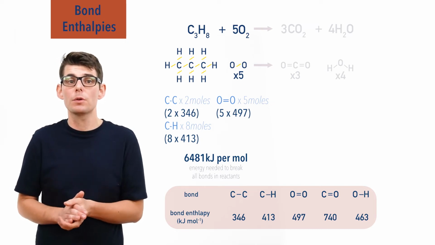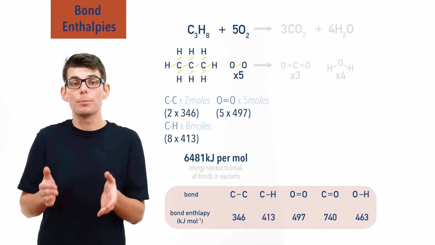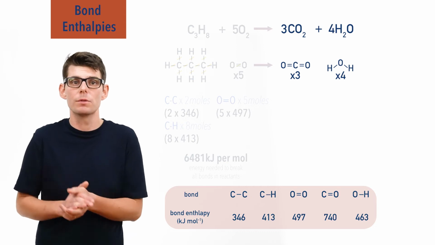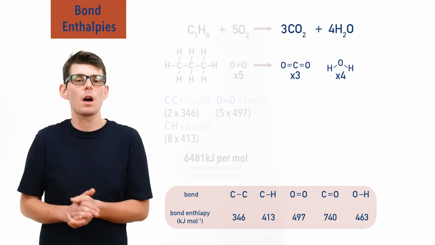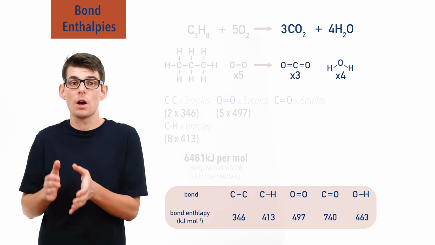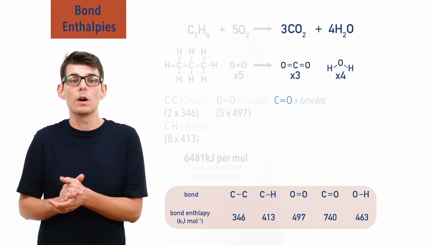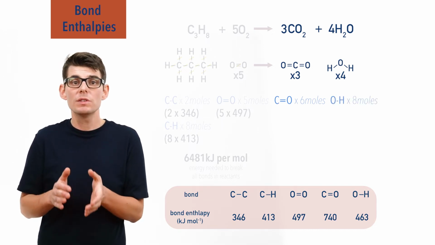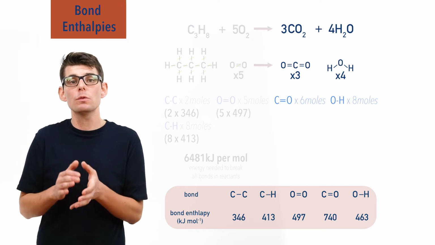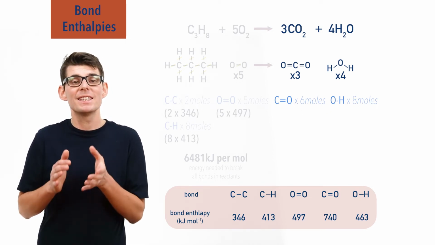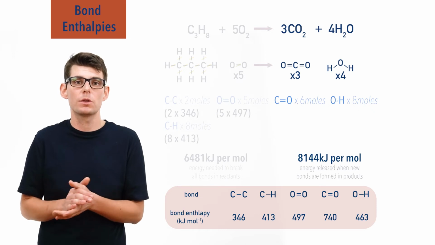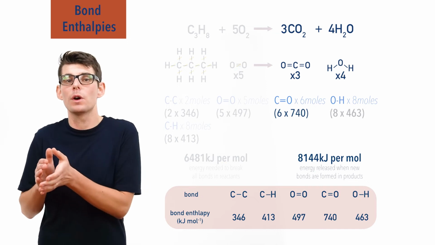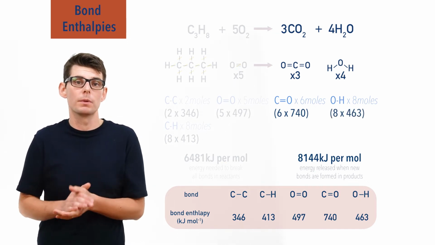After these bonds have been broken, new bonds have to form. In the products, carbon dioxide and water, we have carbon-oxygen bonds and oxygen-hydrogen bonds. 3 moles of carbon dioxide molecules means 6 moles of carbon-oxygen bonds, and 4 moles worth of water molecules means 8 moles worth of oxygen-hydrogen bonds. Using the bond enthalpies shown, we can see that the total enthalpy change for forming all these bonds is 8,144 kilojoules. 6 times 740 for the carbon-oxygen bonds, and 8 times 463 for the oxygen-hydrogen bonds.